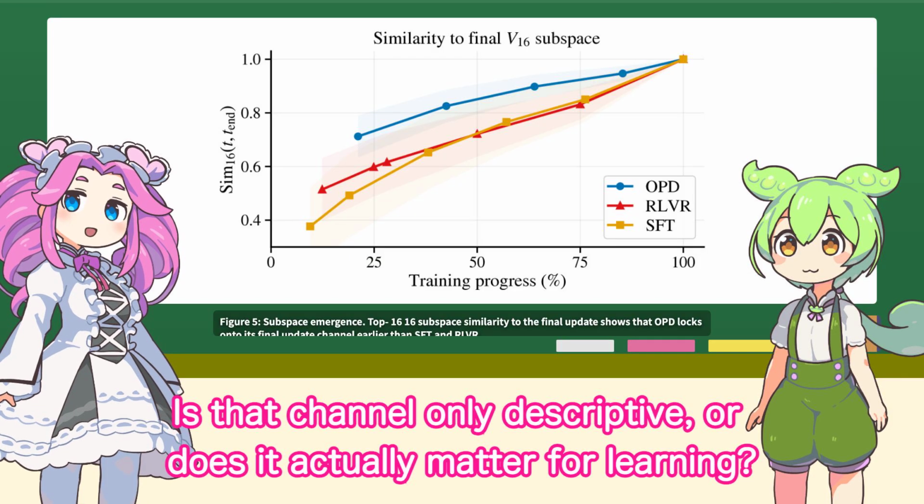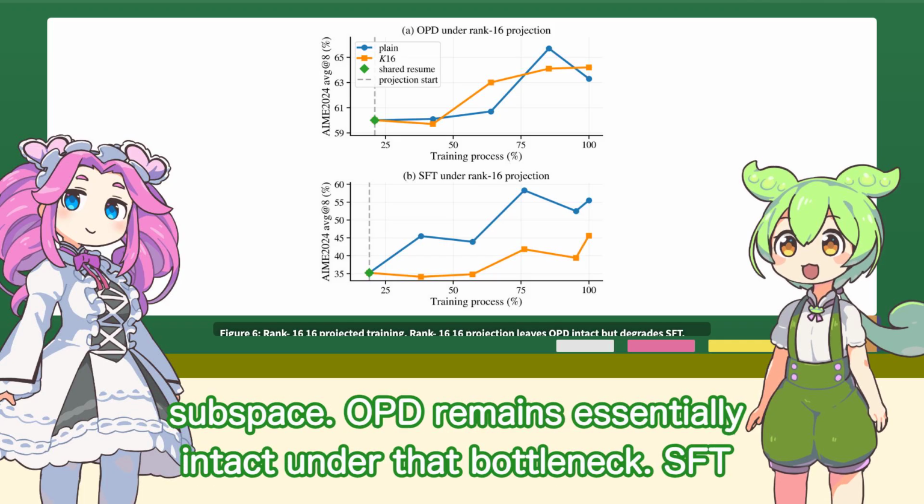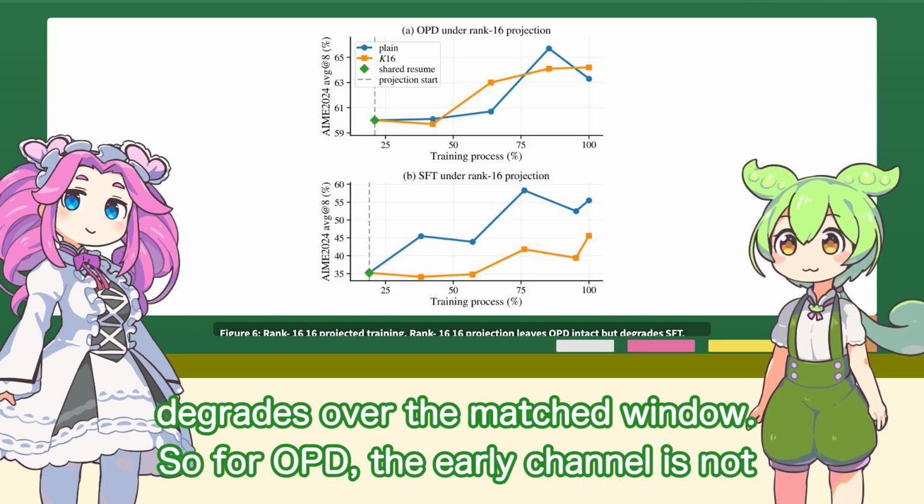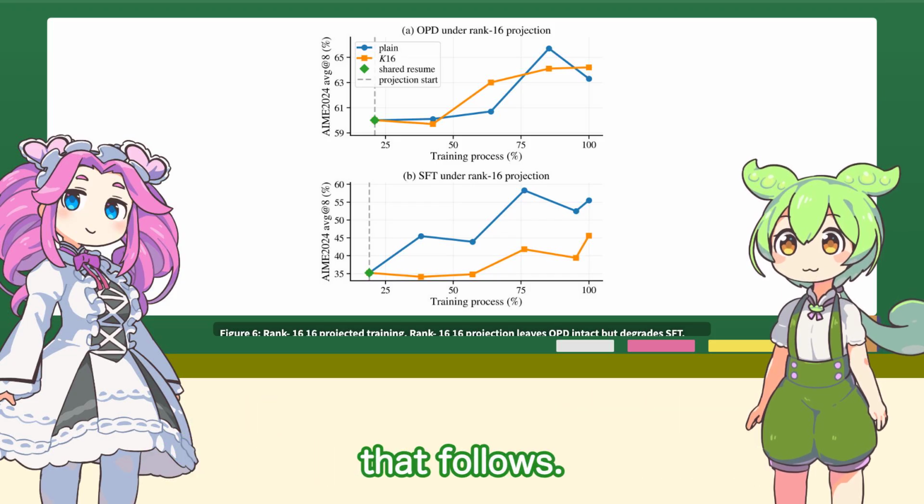Is that channel only descriptive, or does it actually matter for learning? They test that by forcing later training gradients into the early rank-16 subspace. OPD remains essentially intact under that bottleneck. SFT degrades over the matched window. So for OPD, it is functionally sufficient for the learning that follows.